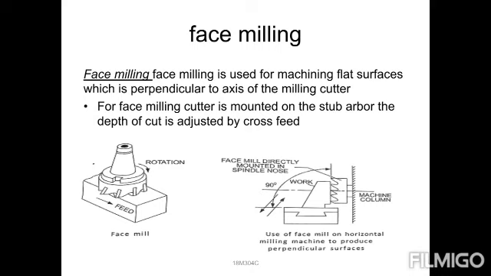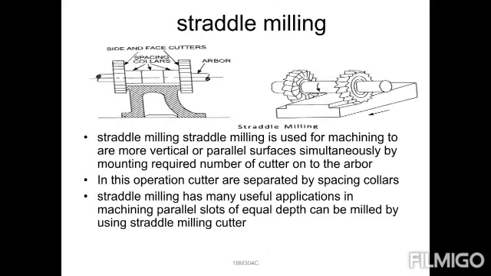needs to be removed, how much finishing, and which type of material we are using. Everything is controlled by the cross feed that is provided. Next operation is straddle milling, right? You can observe here, in the middle, both cutters are placed on the arbor unit.